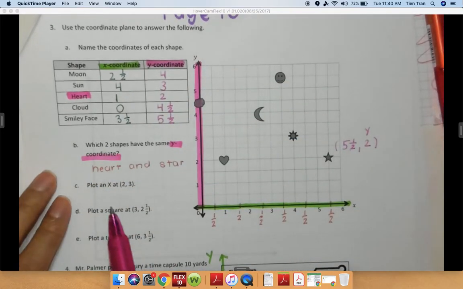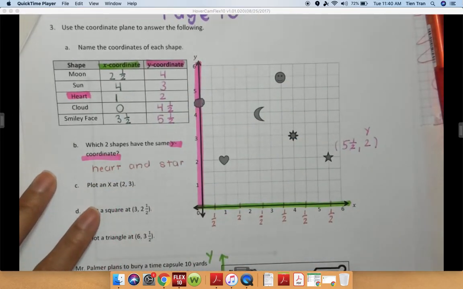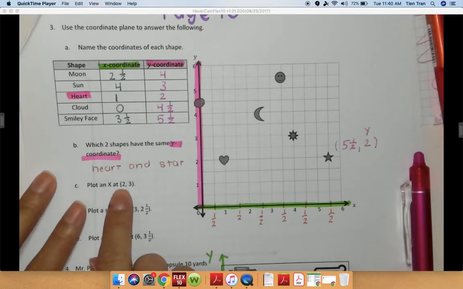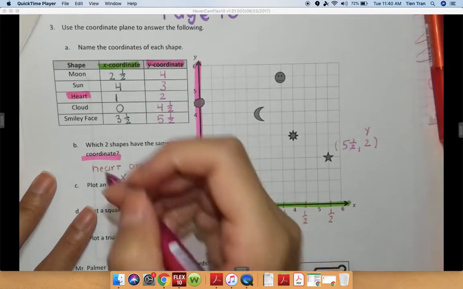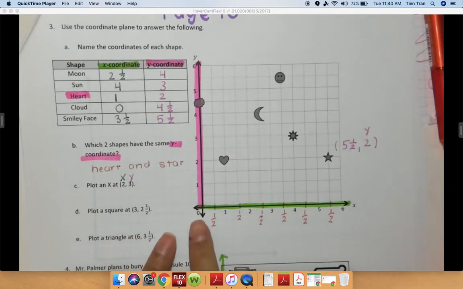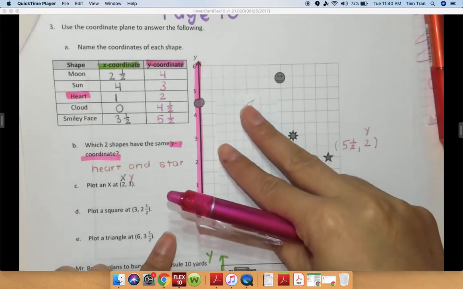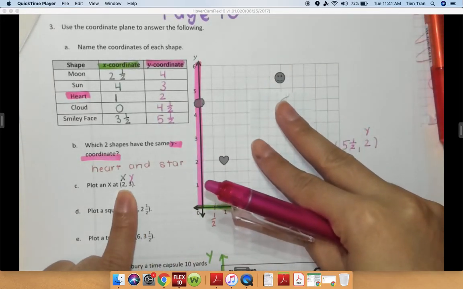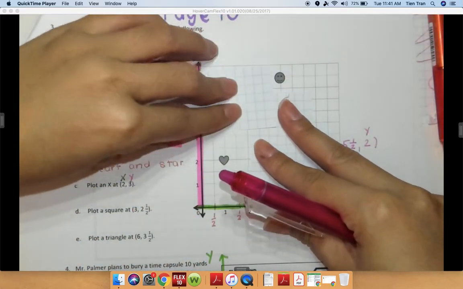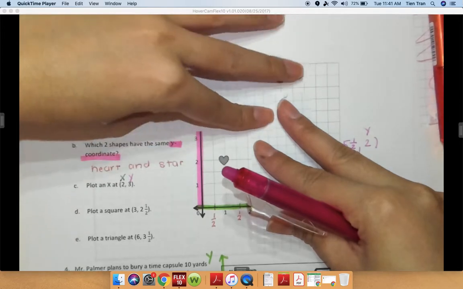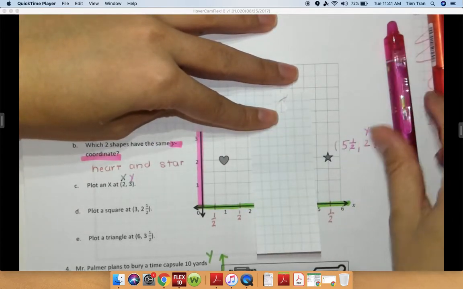Okay? Now plot an x at 2, 3. Remember that the first one is always the x-coordinate that you go over first, and then y is going to be the next one. So I'm always on the line first for the x-coordinate. So I'm going to move over 2 times, and I'm going to go up 3 times. So this is where they want me to plot it, and they want me to put an x right there. So I'm going to draw an x right there.